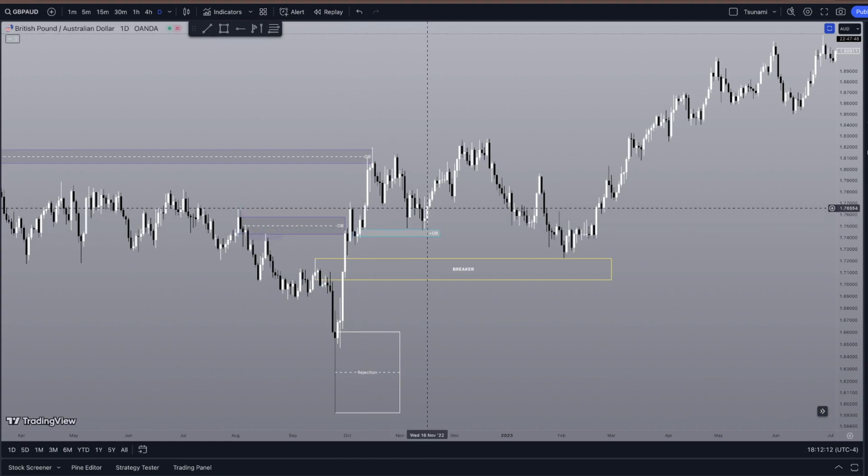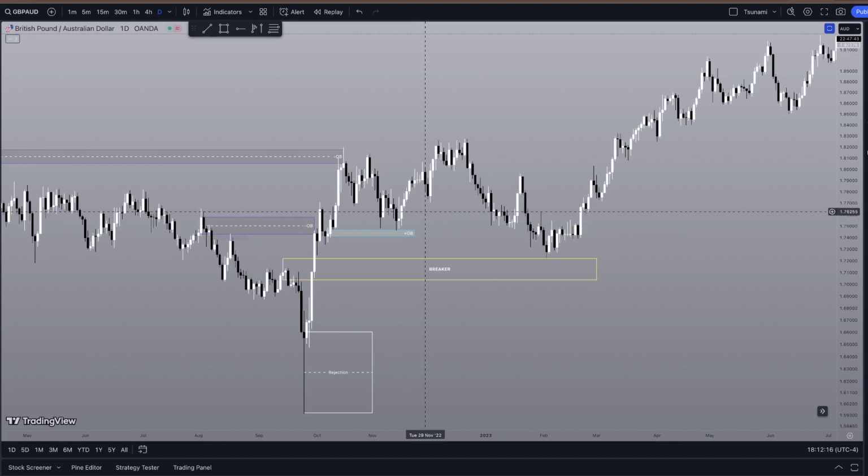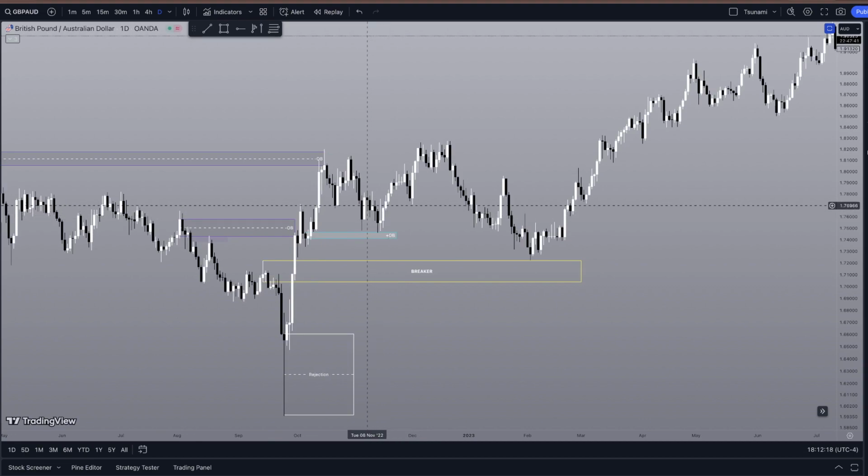Once we get something like this, we really want to go down to that lower time frame and find the same type of situation. A lot of people, we're probably going to go down to a lower time frame in the final chart, but I just wanted to show you this is how it is done.